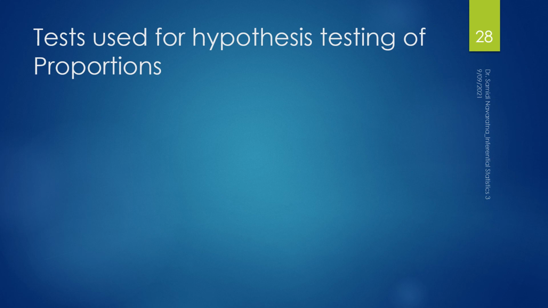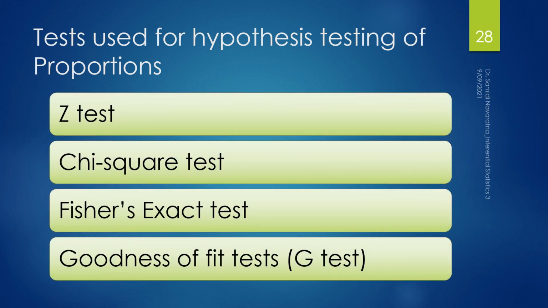What are the other tests that can be used for hypothesis testing of proportions? Apart from the Z test, there is chi-square test, Fisher's exact test, and goodness of fit test. The chi-square test and the Fisher's exact test use contingency tables to calculate the test statistic. So we'll be learning about chi-square test in the next lecture.